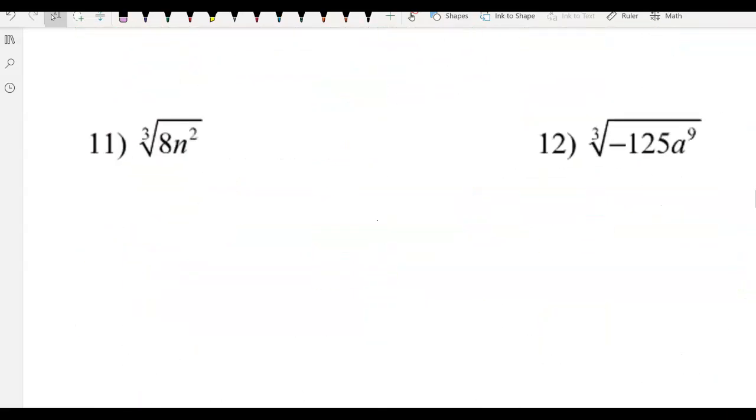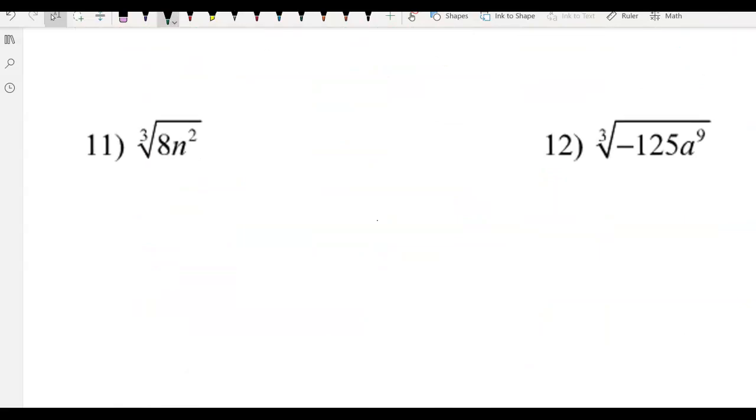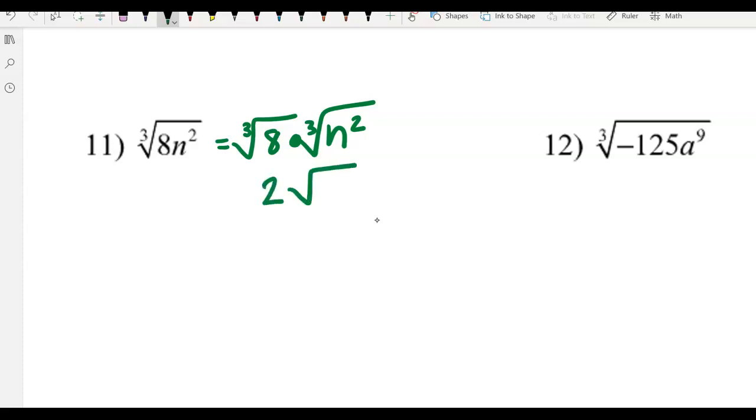All right. Now, what is the index? 3. So you can go straight to. And remember, when you have a multiplication, students, and it's under one big radical, we can separate them and rewrite them as a multiplication of the same index, right? What's cube root of 8? 2. Can we take the cube of n squared? No, why not? Because how many n's do we have? 2. But we need how many? 3. So it stays inside the radical house. But this could be simplified down to 2.